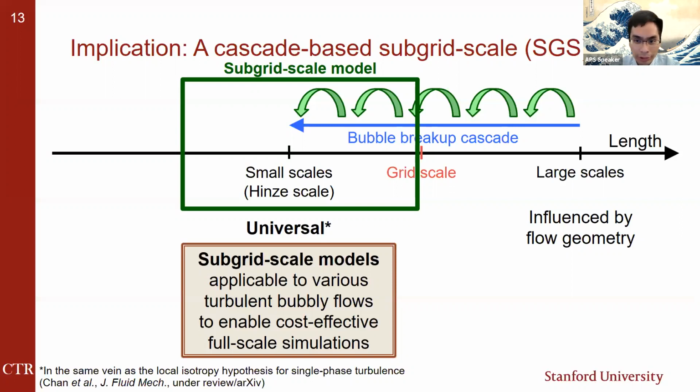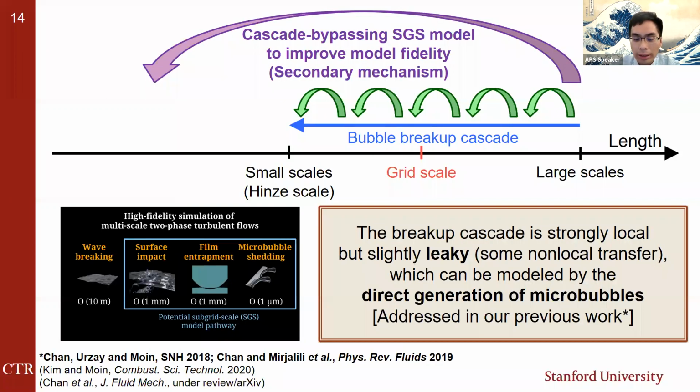Now, I just wanted to highlight that while this transfer of bubble mass is strongly local, it turns out that it is also slightly leaky. There is indeed some non-local transfer. It turns out that we can model this directly with the direct generation of microbubbles, carrying air mass from the large scales directly to the very small sub-Hinze scales. The inset on the bottom left corner shows a schematic depicting how we might implement such a model. We have addressed this in our previous work, and I've shared some of these references in bold below. However, this is more or less a secondary mechanism for the generation of bubbles.